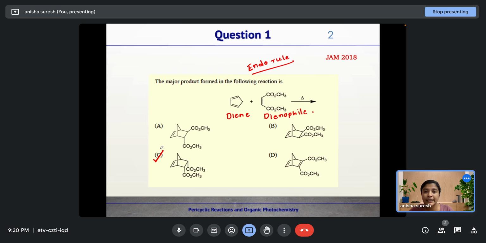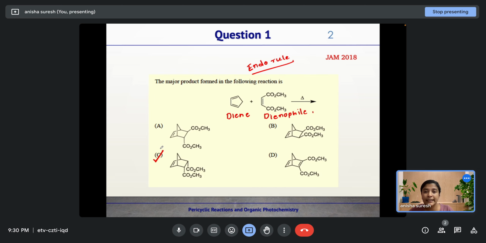Now coming to the next question, the following conversion is an example of. Here the starting material is given, it is subjected to heating condition, and this is the product that is forming. So the question is, this following conversion is an example of, and some name reactions have been given: oxy-Cope rearrangement, sigmatropic rearrangement, Claisen rearrangement, and pericyclic reaction. So we will see what is the reaction that is taking place here.